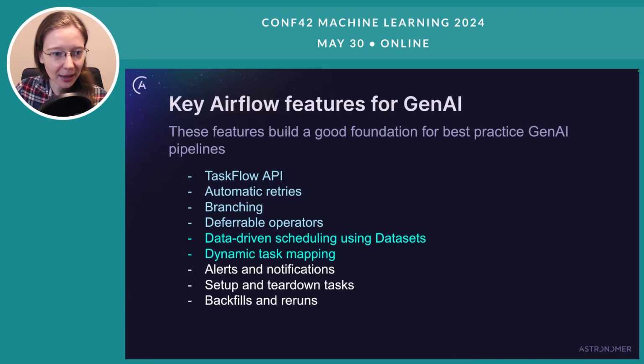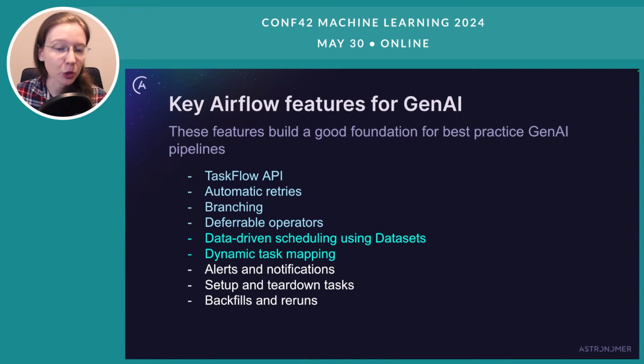All right, picking out some of these features. These are the features that I think are essential to learn about when you create best practice generative AI pipelines. And I will cover the first 6 ones in this talk. But for the other ones, there are guides available as well on our Learn page on astronomer.io/docs/learn.